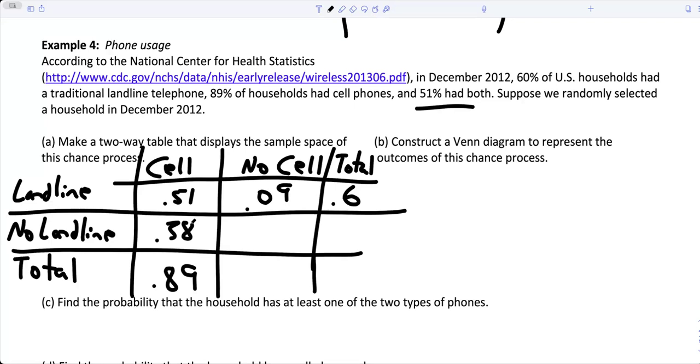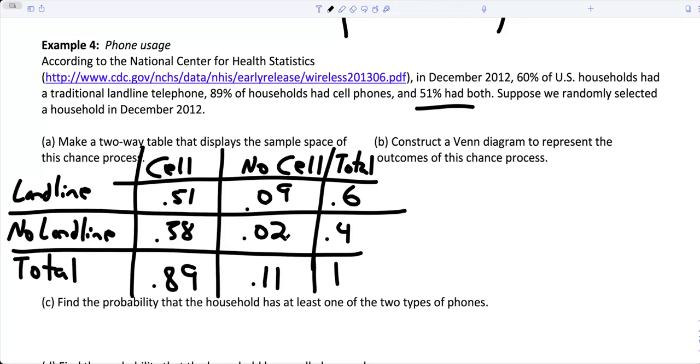What's the total of everything? It has to be 1. So what's this total? Looking at this column, this has to be 0.4. Careful, this way right here, this one is 0.11. Therefore, the remaining cell, 0.4 minus 0.38 or 0.11 minus 0.09, must be 0.02.